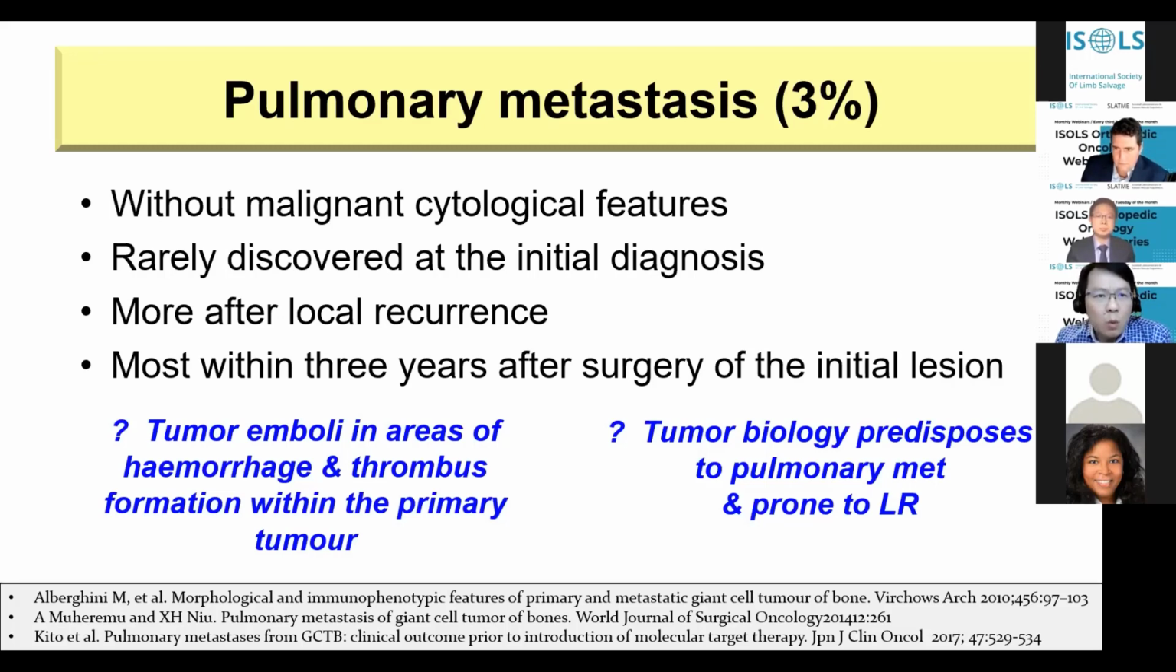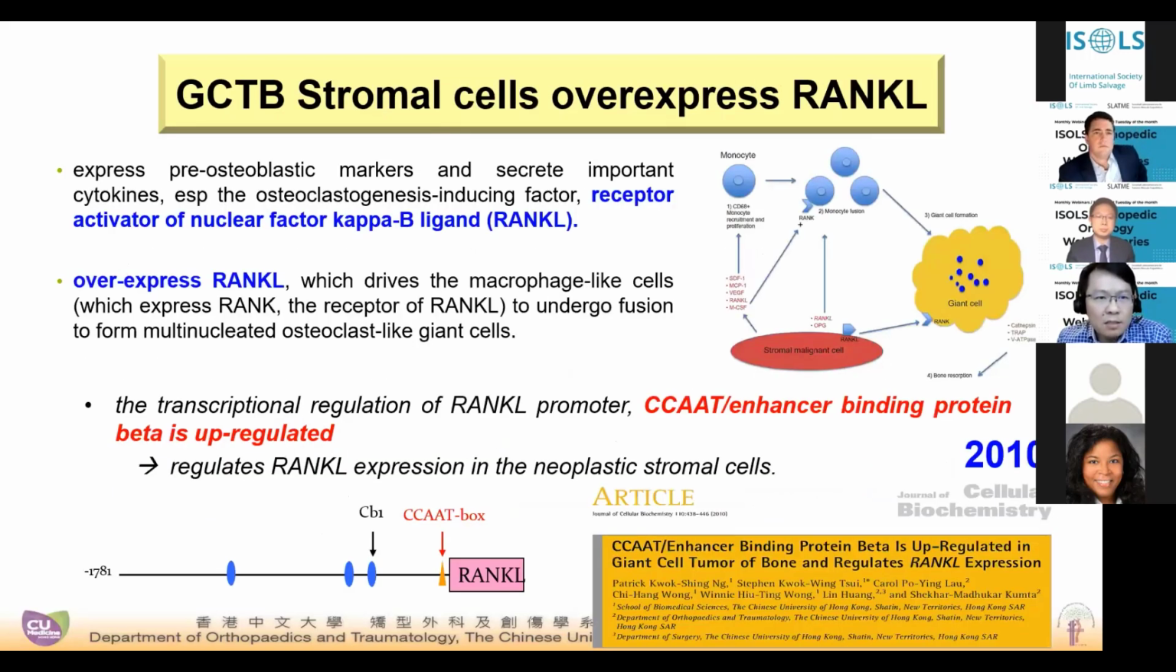We have quite a lot of evidence that the stromal cell overexpresses the RANK ligand pathway. One of our studies from my institute found a transcriptional regulation of the RANK ligand promoter. The protein binding this promoter is upregulated in this pathway, so we postulate that this stromal cell overexpresses RANK ligand.